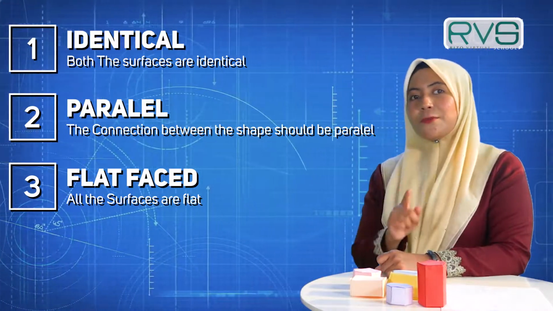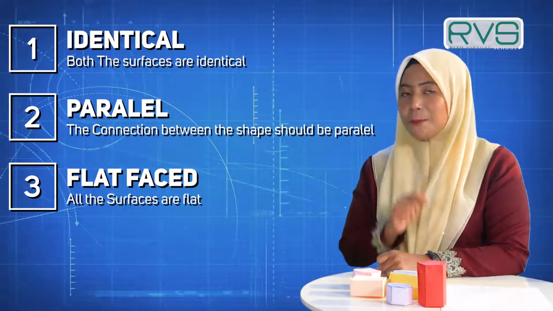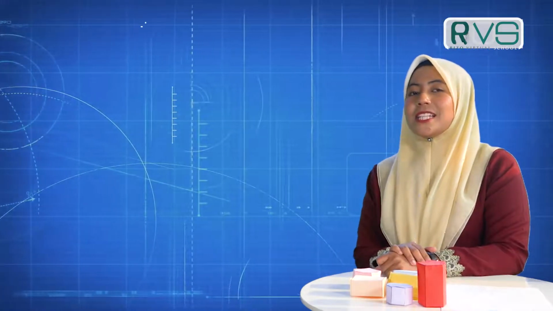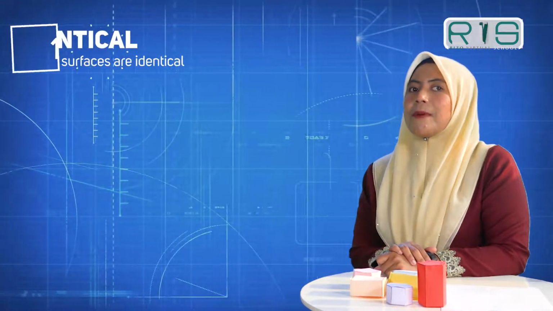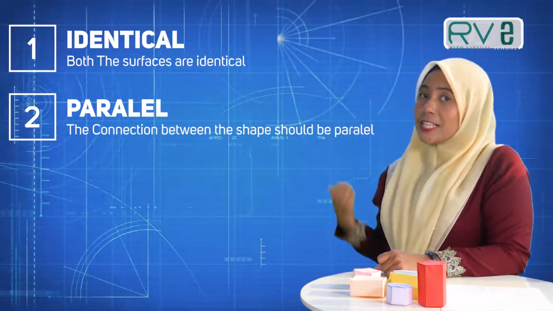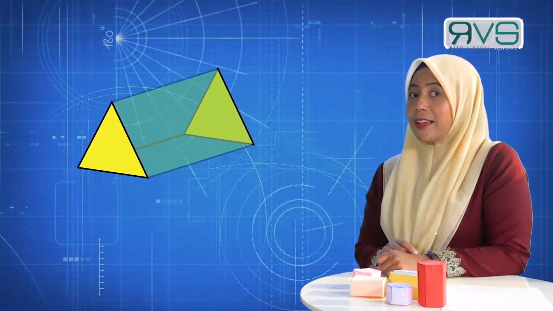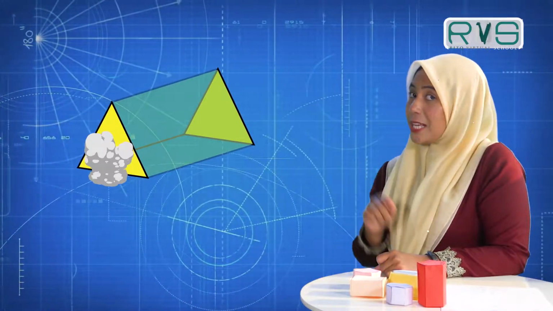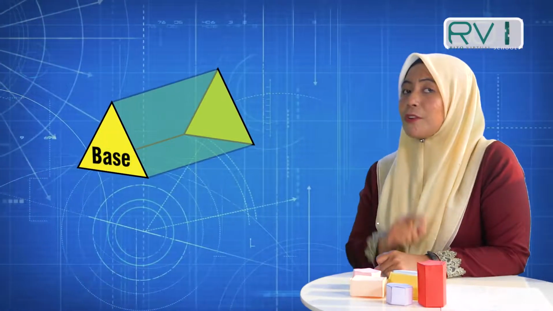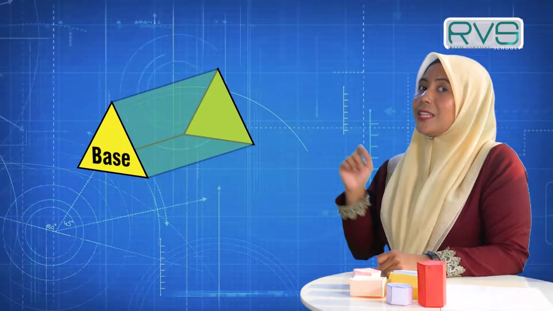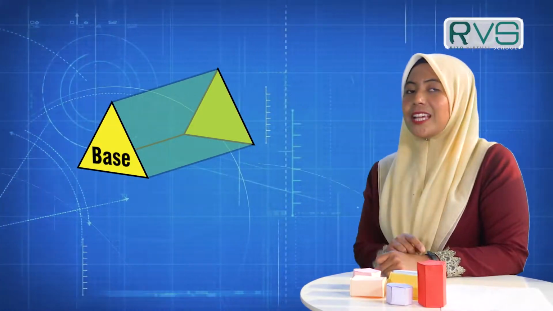So let me look at them one by one. Okay, first, identical and parallel. Have you seen the picture here? You can see the base. What is the shape of the base? You already learned 2D shapes. Very good. That is a triangle.